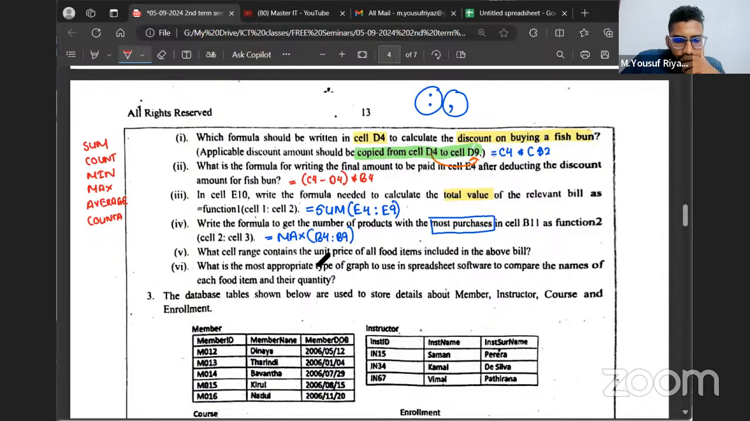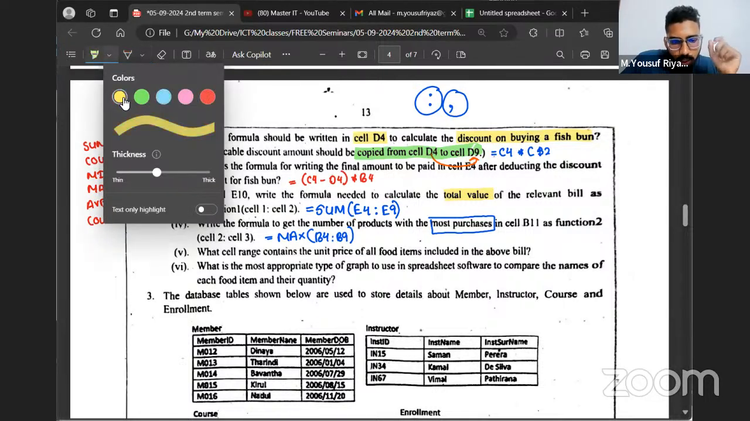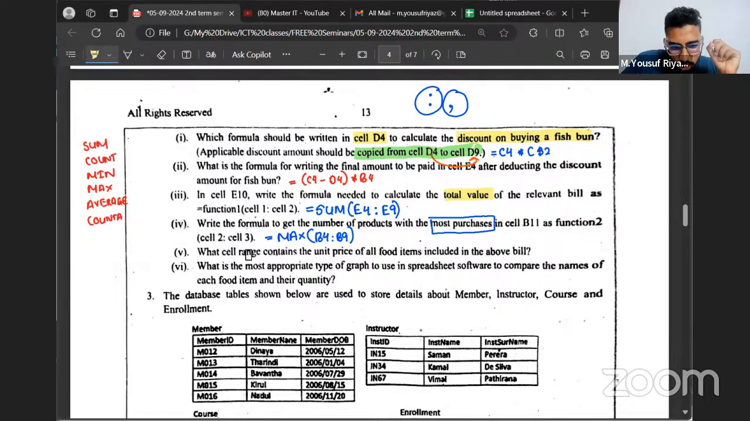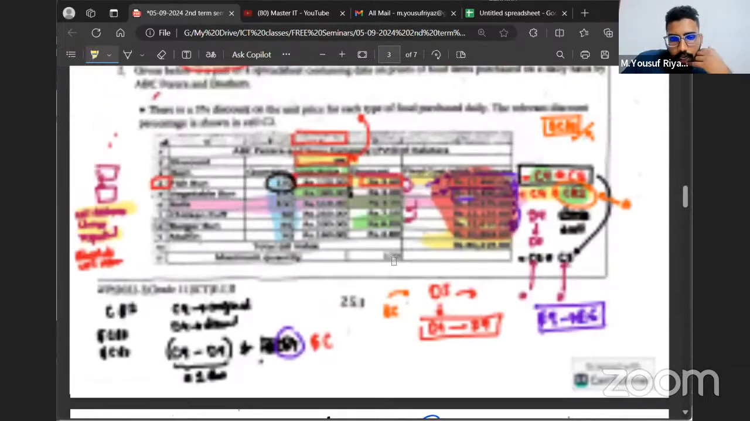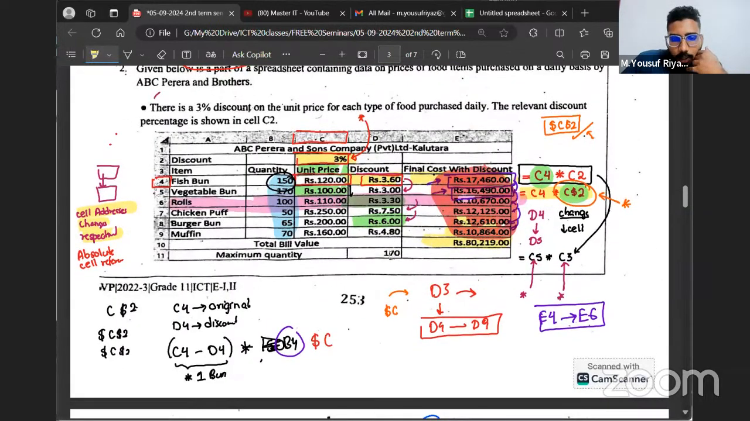What cell range contain the unit price of all food items included in the above bill? Okay. So they are asking one thing, if you read the question properly, they are asking you the cell range. And cell range of what? To contain the unit price of all food items. Now, what is the cell range that contains the unit price of all food items? So, in which range of cells can you see the unit price of every item? From where to where can you see the unit price of every item?